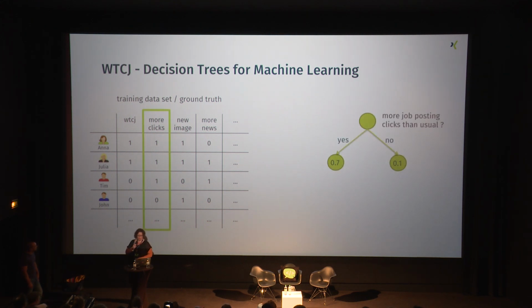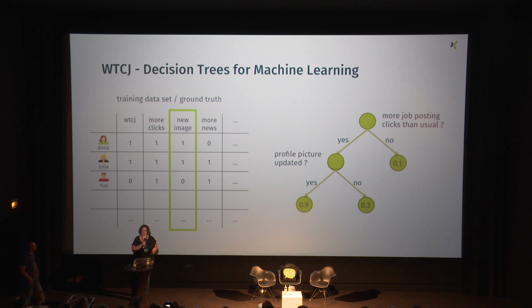So one possible split would be to say, okay, did the user click on more job postings than usual? No. Okay, he's not looking for a new job. This would be true for John in this case. And yes, so maybe we have 2 that are looking for a new job and Tim who's not looking. So we can do another split here for Anna, Julia, and Tim. And so you can see with the news, you cannot distinguish between the different groups, but with the image you can. So we add another split and say, okay, was the profile picture updated? Yes, so most probably the user is looking for a new job, and no, most probably he isn't.